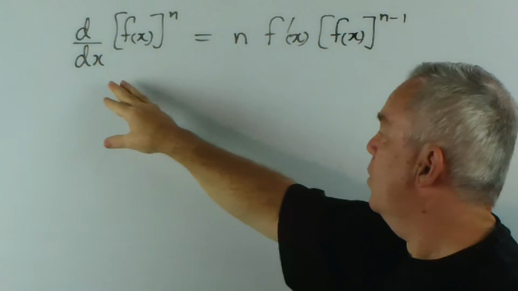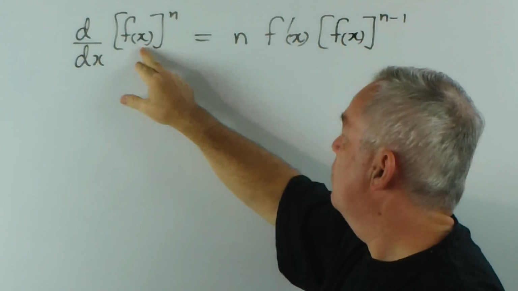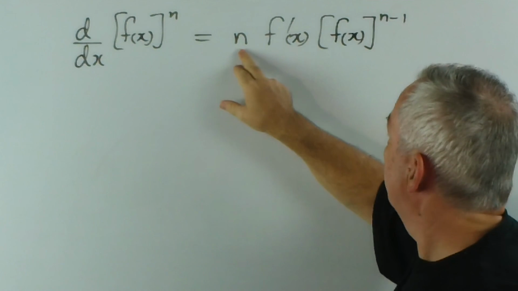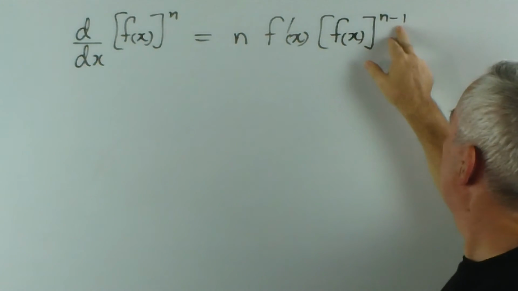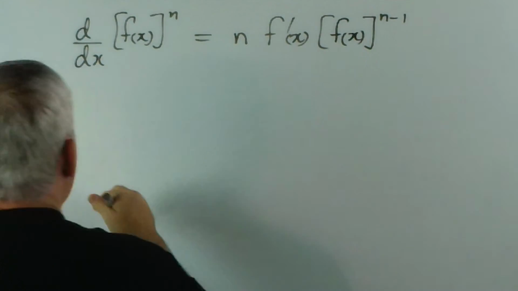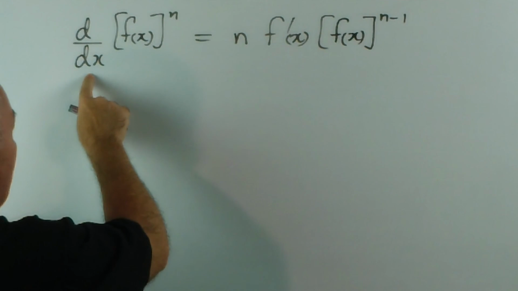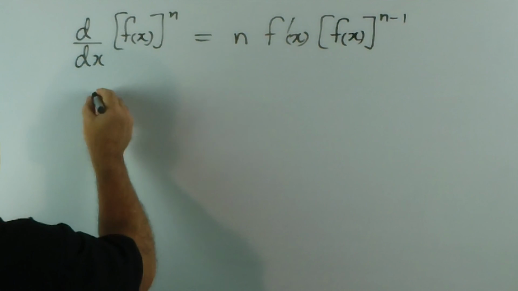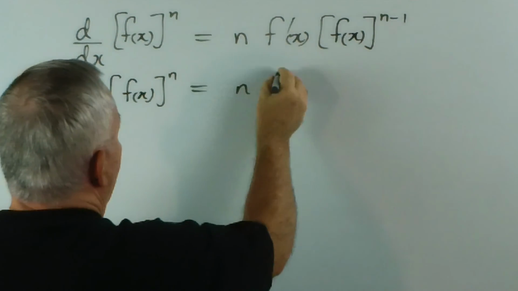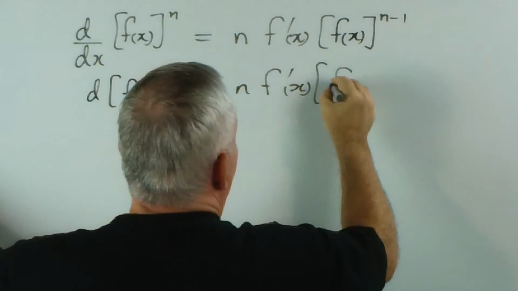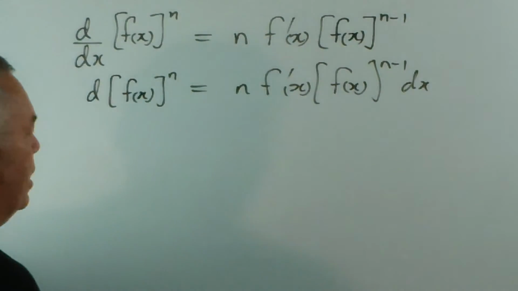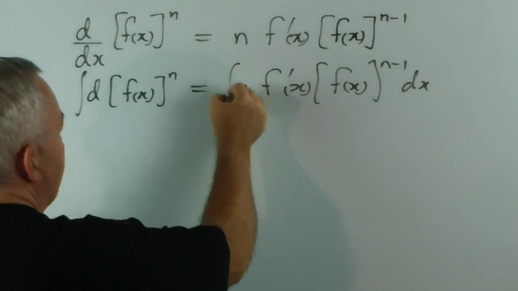For the second method, we start with the same derivative. The derivative of some function to the power n, I've rearranged this into the second form, is n times the function to n minus 1 times its derivative. And I put the derivative in this position. Again, we multiply both sides by dx. And as we did before, we integrate both sides.